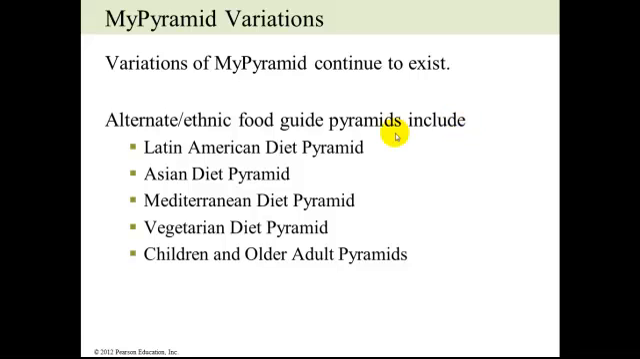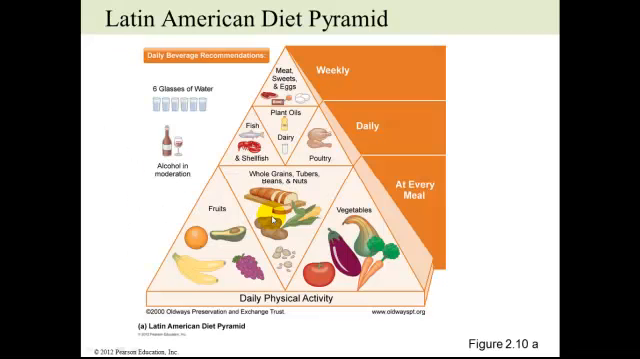Now, there are certain alternative food guide pyramids that are, for example, for children and older adults, for vegetarians, based on different ethnicities. So, for example, this is the Latin American diet pyramid, and it lists things slightly different. It recommends at every meal fruits, whole grains, and vegetables, daily some amount of poultry, fish or shellfish, with dairy and plant oils, and then weekly meats, sweets, and eggs.